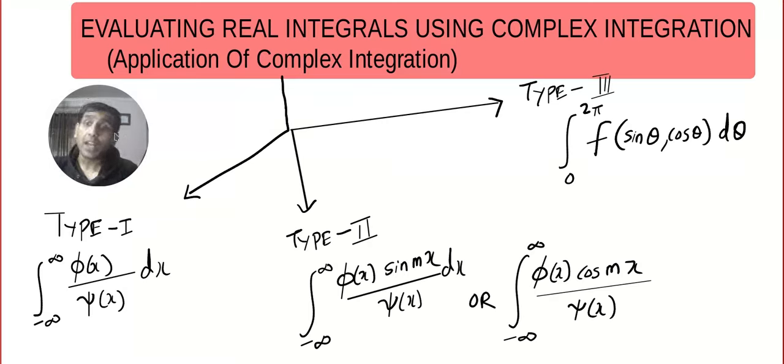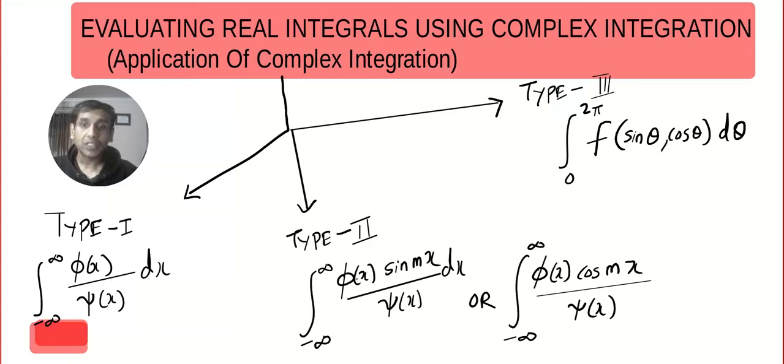So we are at the last part of complex integration, that is, application of complex integration. We are going to learn three different types. Type 1, that is polynomial by polynomial with some conditions, that's an improper integral.